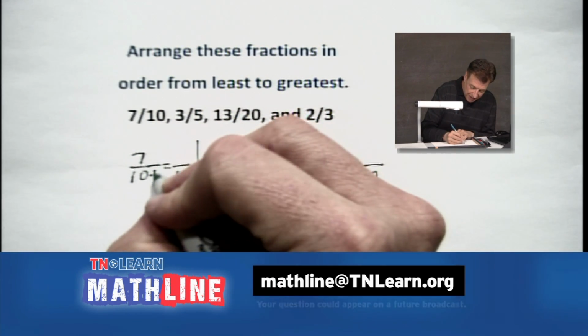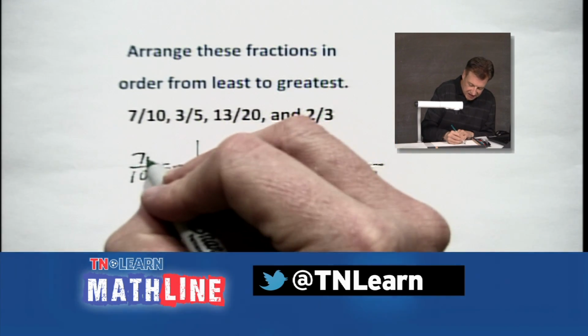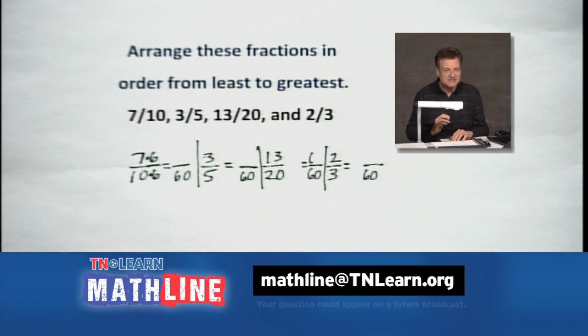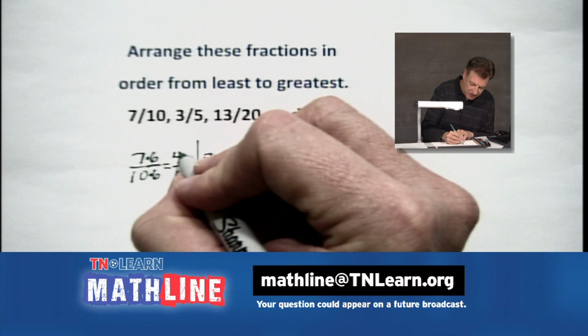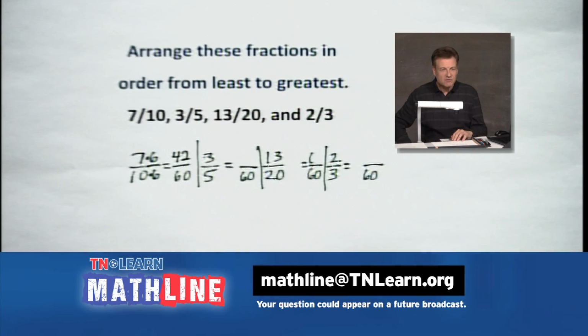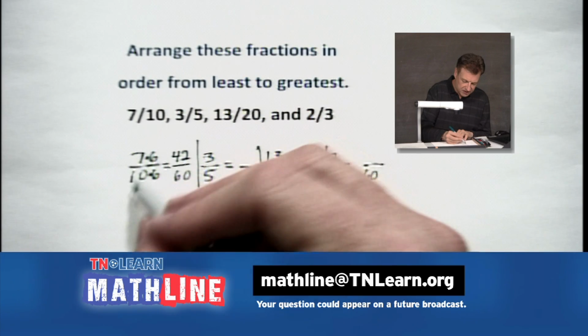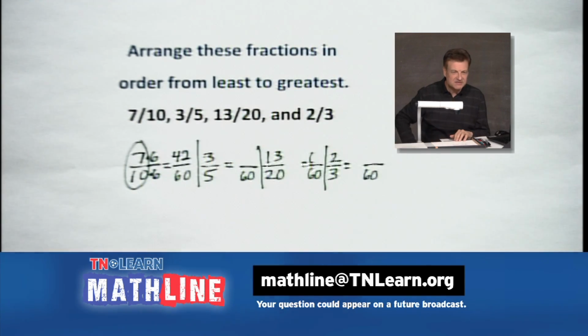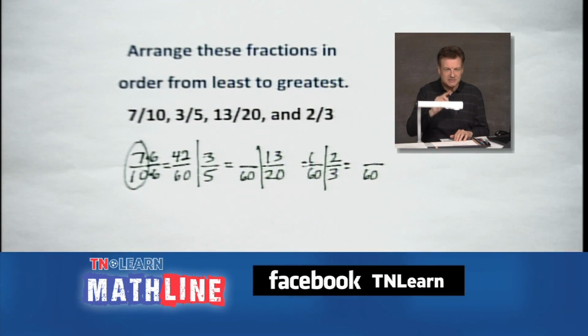So basically, that's what happened here. I had to multiply 10 times 6. I'm going to do the same thing with the 7 times 6. So I'm at 42 right there off the bat. 42 over 60. That's what goes with 7/10. Because remember, we've got to multiply the numerator and denominator by the same number.